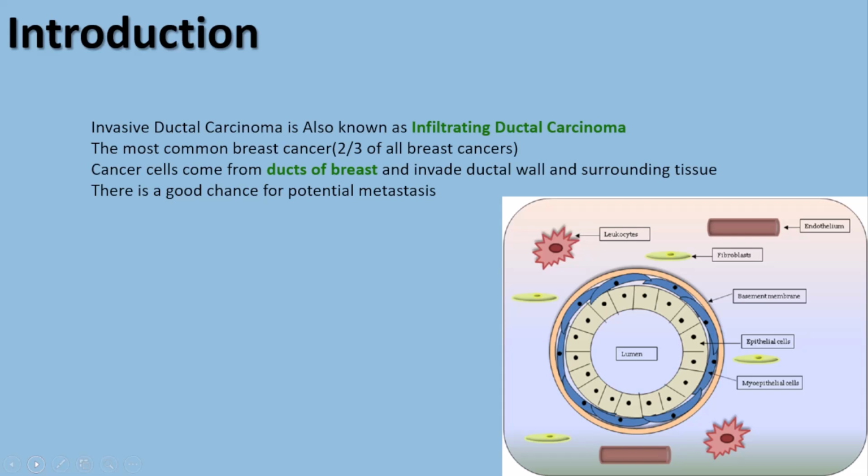Invasive ductal carcinoma, which is also known as infiltrating ductal carcinoma, is one of the most common breast cancers, and it is accounting for 2/3 of all breast cancers that's happening.